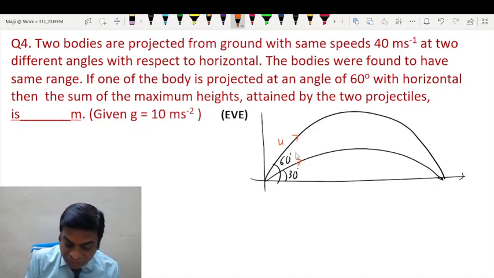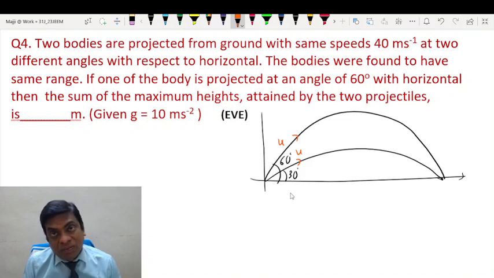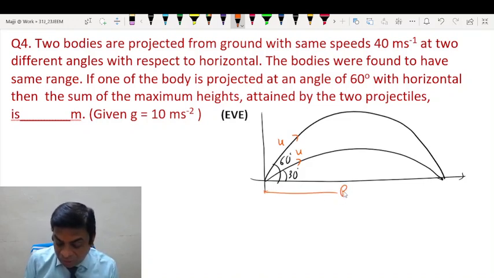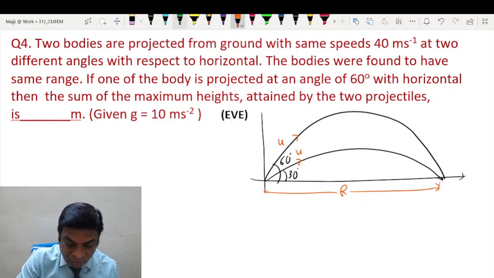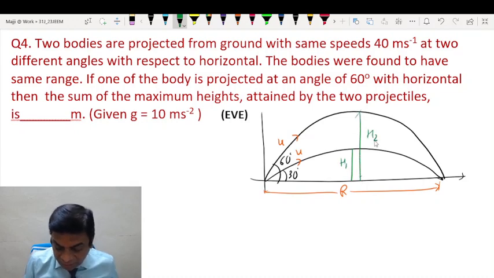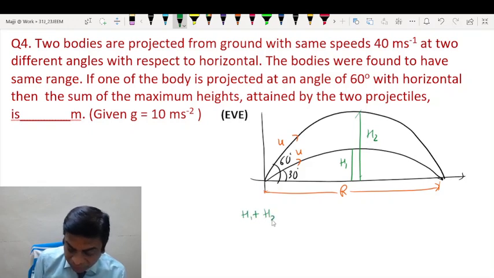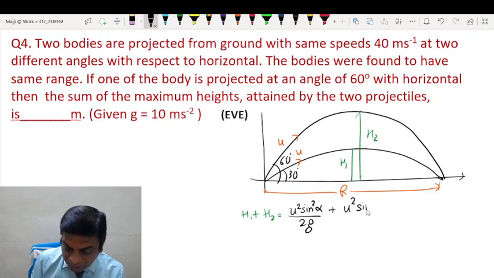So when projected with the same speeds at two different angles of projection which are complementary to each other, the horizontal range remains the same, that we all know. Now we have to find the sum of the maximum heights. Let us say the maximum heights are h1 and h2 in the two cases respectively. Then we have to find h1 plus h2. Now as we all know, the maximum height is given by u square sine square alpha by 2g for the first, and for the second it will be u square sine square of (90 degree minus alpha) by 2g.